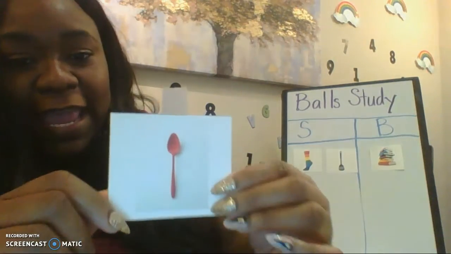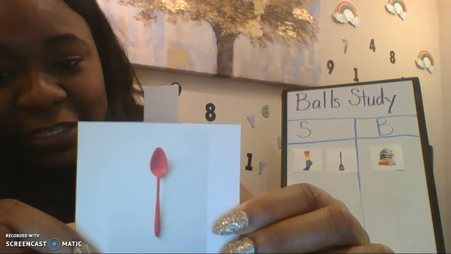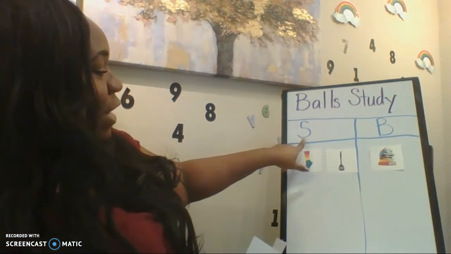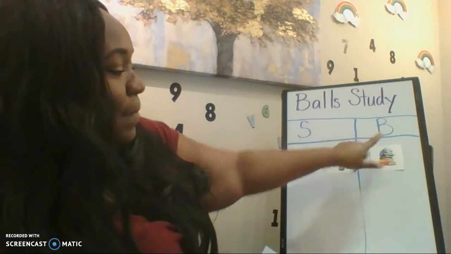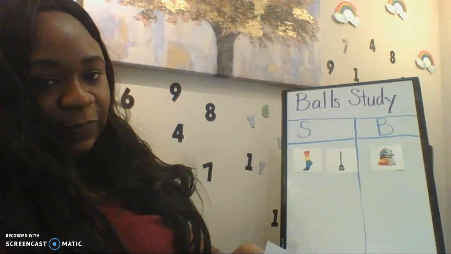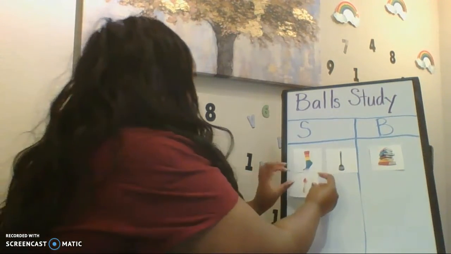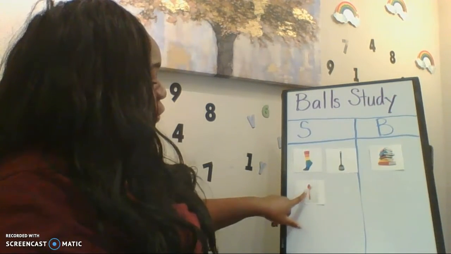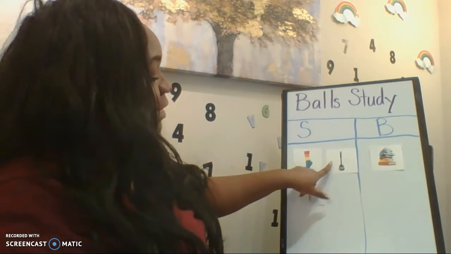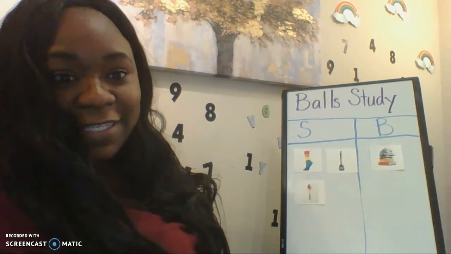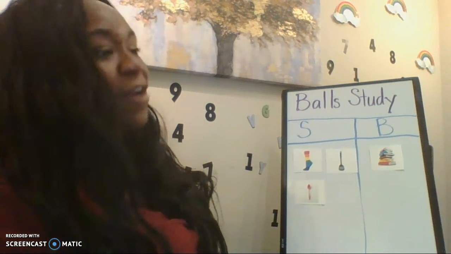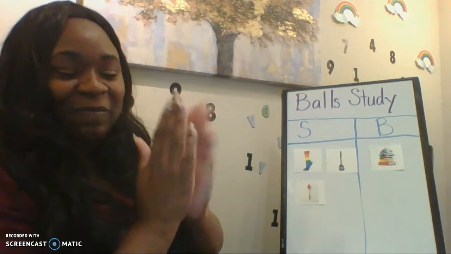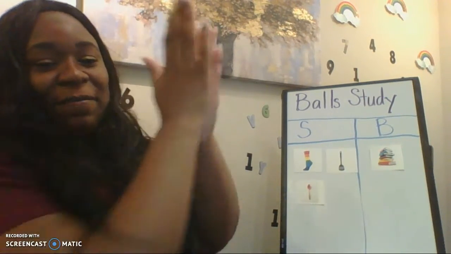Next, I have a spoon. This is a red spoon. Spoon. Should I put spoon under S or under B? Yes, I should put it under the S with the sock and the spatula. Spoon, sock, and spatula all have the same beginning sound. Friends, kiss your brain. You are so smart. Miss Charles is going to clap for you. Give you a round of applause.